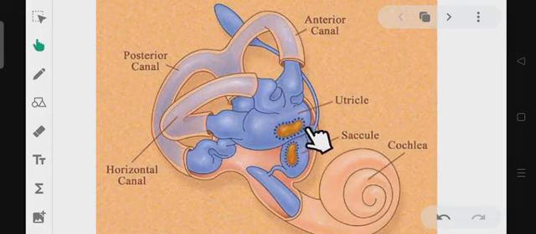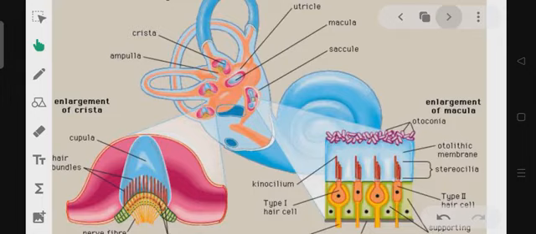That is the oval window. Sorry, not the oval window. It is the oval window, and then comes the round window. Okay, that is not very clearly appreciated in these diagrams. We will come to see them later.